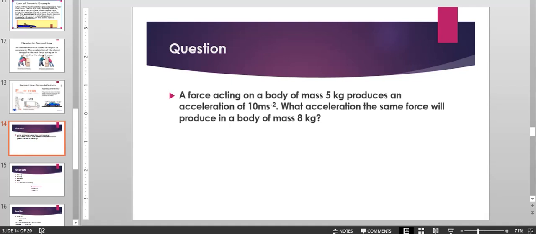So now let's discuss one question related to this topic. But students, before starting this question, let's see a practical implication of the second law of Newton, so that it will be much more clear to all of you.